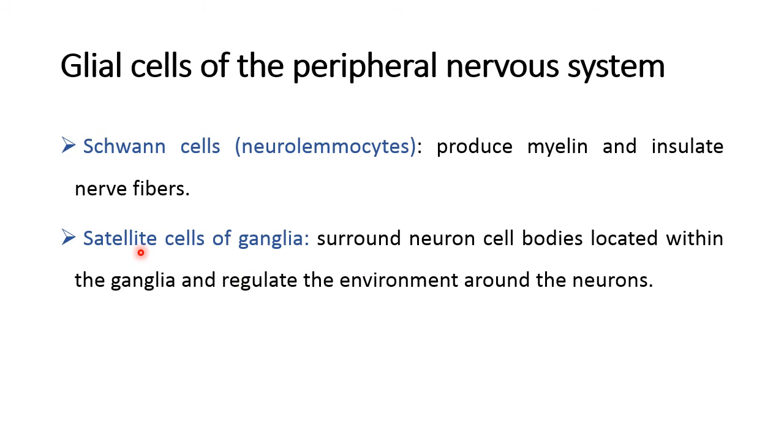The other type is satellite cells of the ganglia, and they surround the neuronal cell bodies located within the ganglia and regulate the environment around the neurons. They are found around the neuronal cell bodies within the spinal ganglia and peripheral ganglia, and they regulate the environment for these neurons.